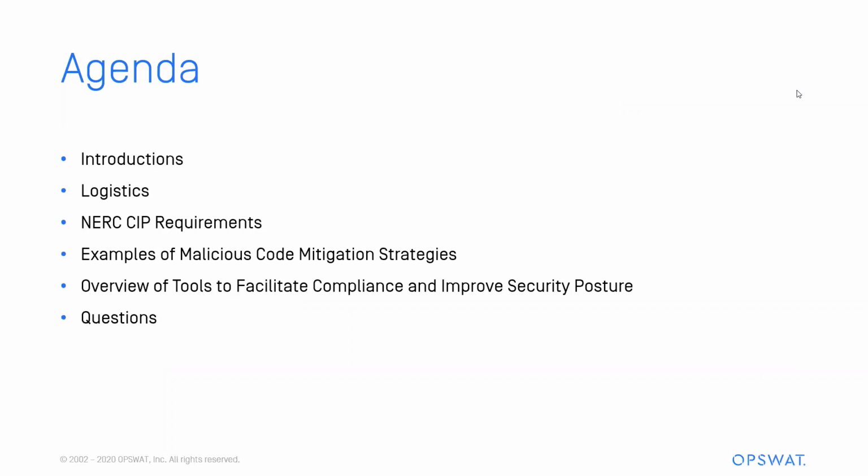Good morning, good afternoon, good evening, everybody, depending upon where you're at. As Doug mentioned, today we're going to talk about removable media and transient cyber assets, particularly with an emphasis on NERC CIP. So basically what I'm going to talk about is the NERC CIP requirements that pertain to transient cyber assets and removable media, some examples of malicious code mitigation strategies, and then talk about some tools to facilitate compliance and improve security posture.